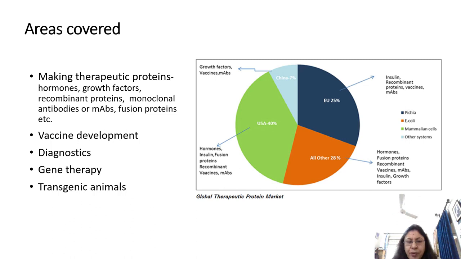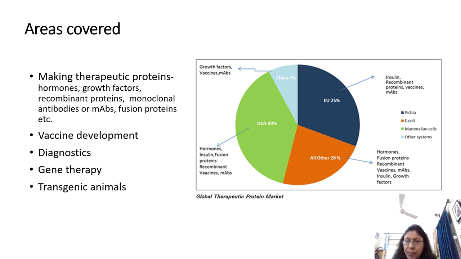So in this slide, what we are looking at is a chart whereby you see that the demand for these various recombinant therapeutic proteins is of the order of 40% in the US, and similarly of the order of 7% in China. In the European Union, there is a demand of about 25% for various recombinant therapeutics, which includes insulin, recombinant proteins, vaccines or monoclonal antibodies. And in all other countries, it is of the order of 28%.